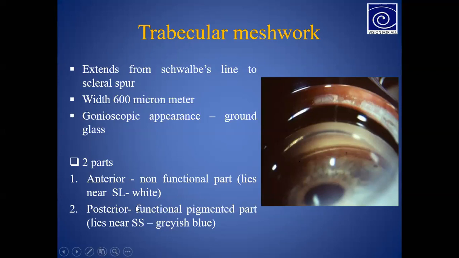And this posterior trabecular meshwork is more pigmented than the anterior trabecular meshwork. So basically we are not going to discuss the details of the structure of the trabecular meshwork. We just need to understand what the color will be when performing gonioscopy, and how it will look while performing gonioscopy. So we will focus on that mostly.